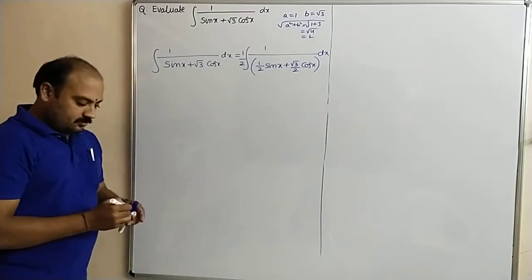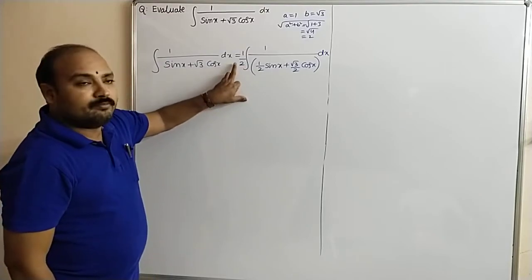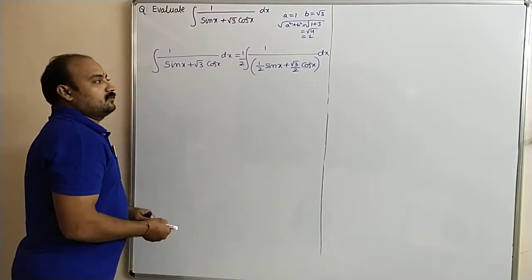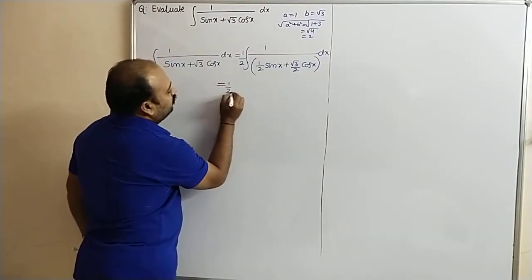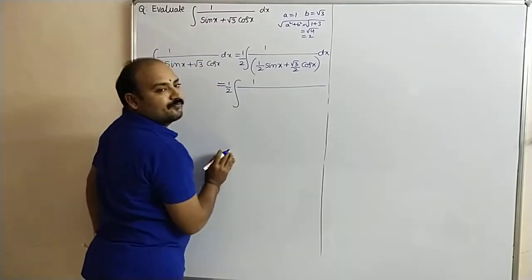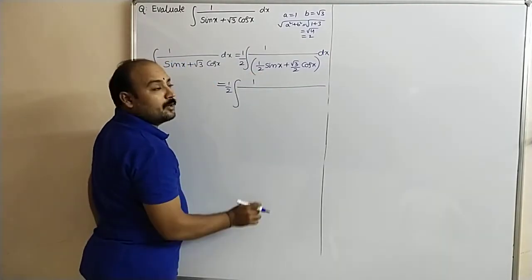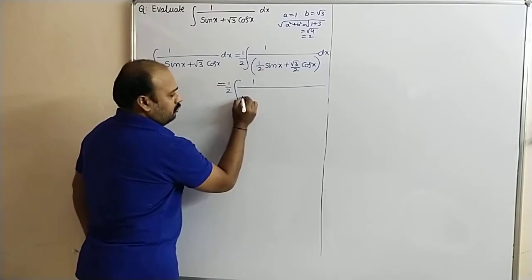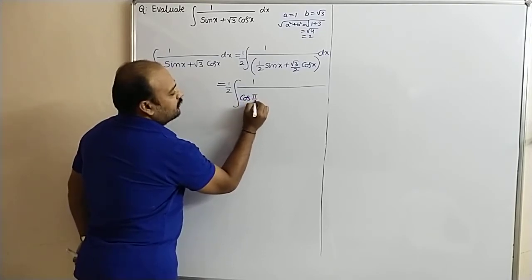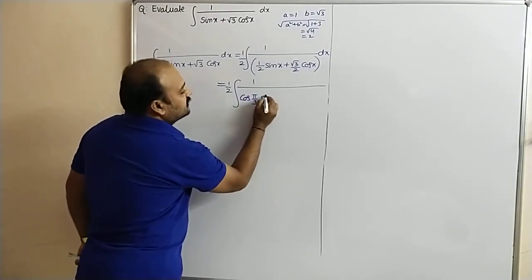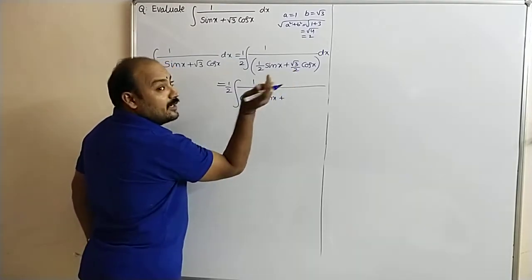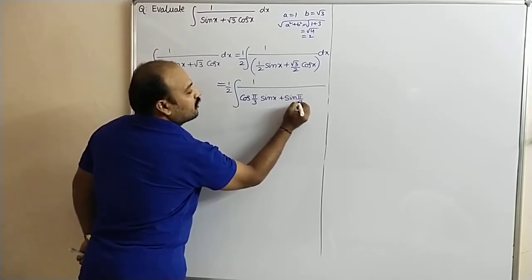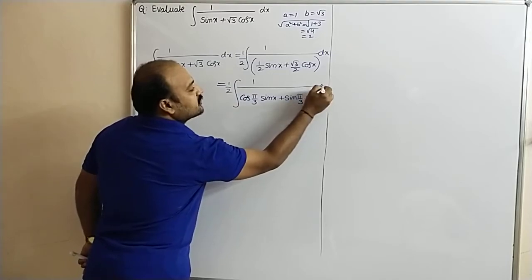Once again, repeating, multiplying by 2, dividing by 2 for the denominator. After that, 1 by 2 integral 1 by, in place of 1 by 2 I am going to replace with cos 60, that means cos pi by 3. So sin x is already there. Cos pi by 3, pi by 3 means 60, into sin x plus root 3 by 2 in terms of sin, sin pi by 3, into cos x into dx.